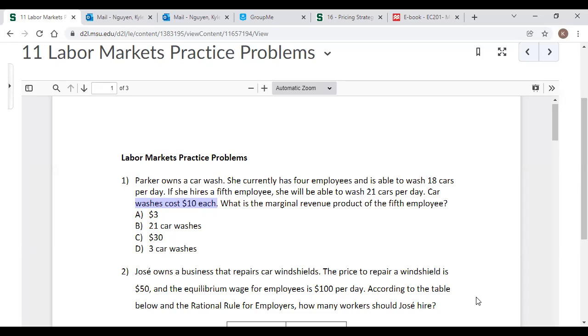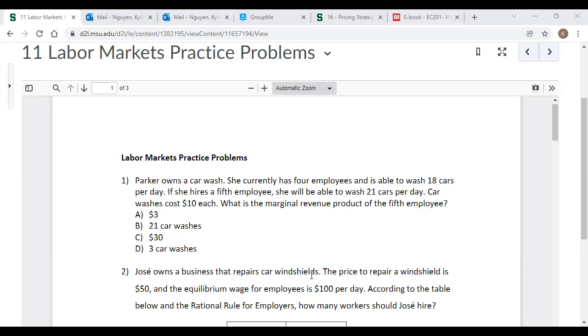Okay, I'll also explain why the other answers are not correct. So A, $3. This is not correct because I believe you can get this number by having each car wash cost $1 instead of $10. Obviously that's not the case because each car wash costs $10 rather than $1. So A is not correct.